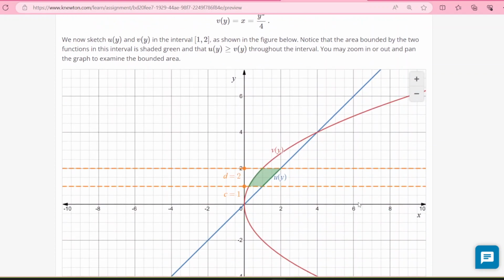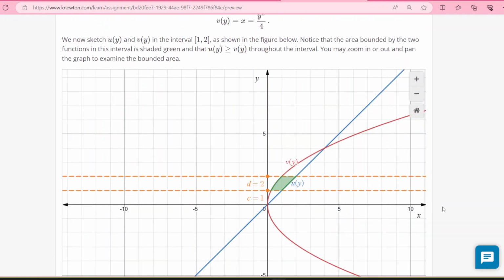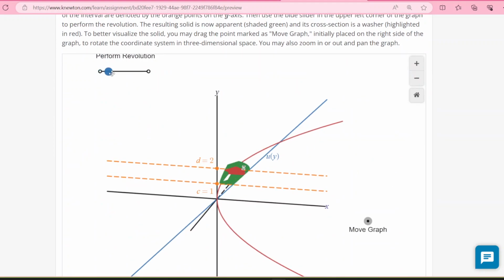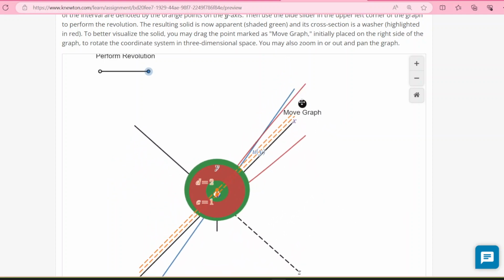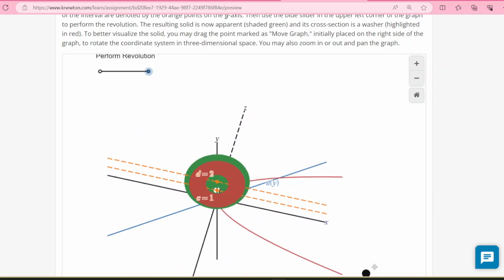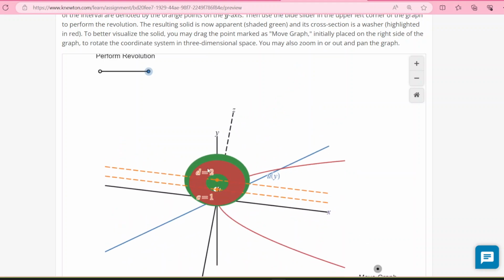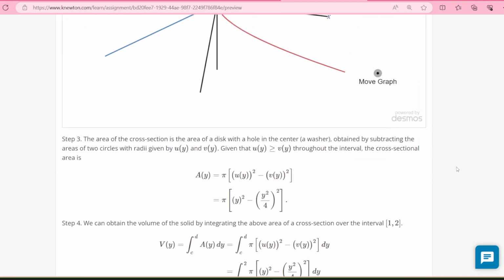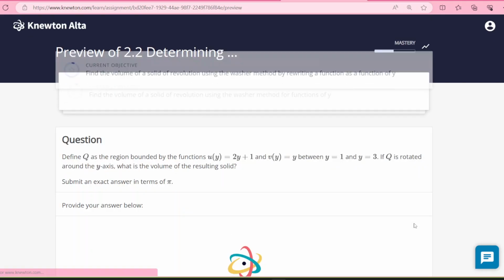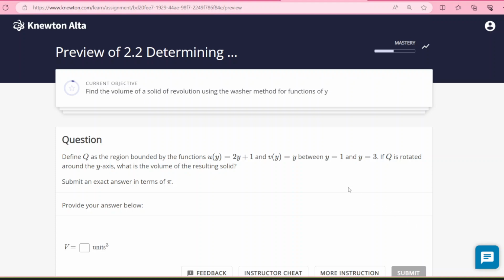Again, they have a picture of the region, then have you rotate that region around the y-axis to see this 3D shape with a hole in it. You can see the little empty space, the white space there, the hole in it, and the red right there is a washer, just one thin little washer. So doing this again, volume of a solid of revolution using the washer method, again for functions of y. This time they actually want the volume.